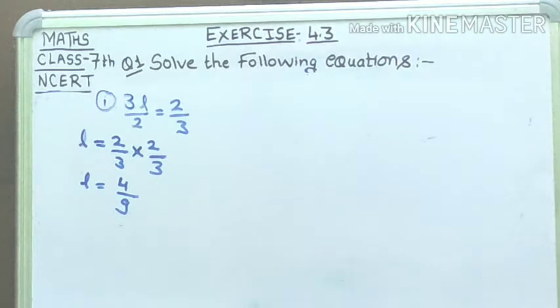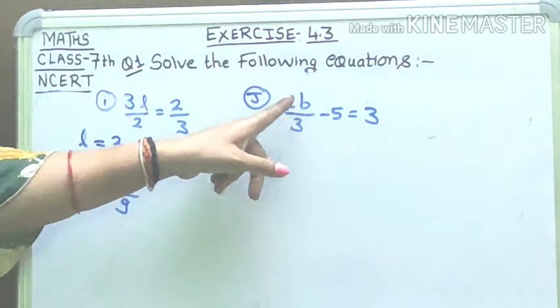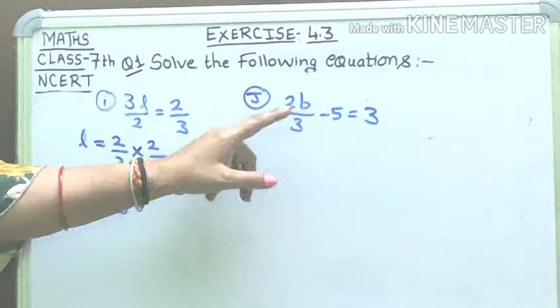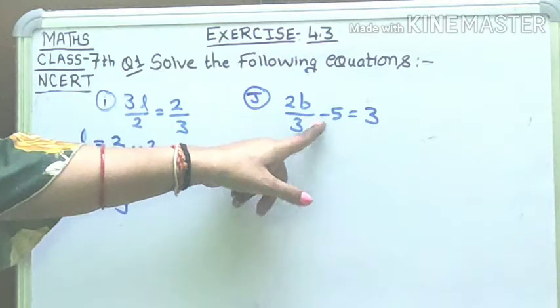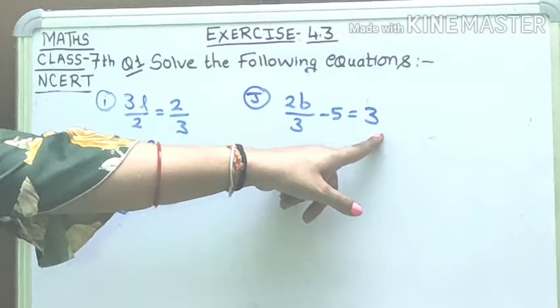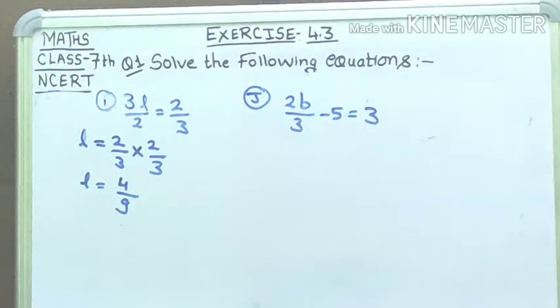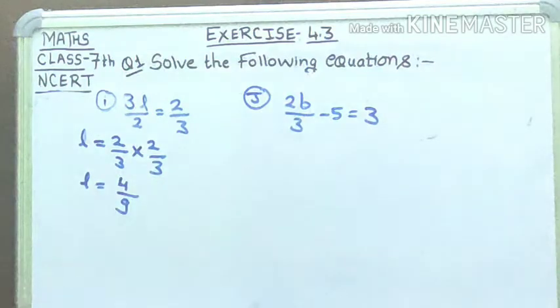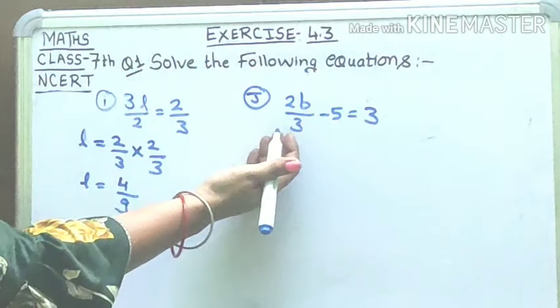Now moving to the next one, that is the J1, 2b upon 3 minus 5 equal to 3 is the equation given, and here variable is b. We have to remove this 2 upon 3 with the variable b, and also we have to remove this minus 5. So first we will remove this minus 5. So what we will do to remove this minus 5? Correct. We will transfer this term. What we will do to remove this term? We will transfer this term in the right hand side, RHS side. Okay. This is the right hand side and this is the left hand side.